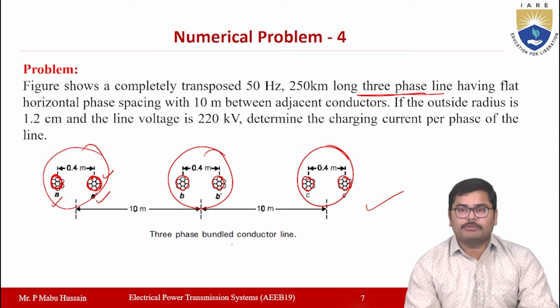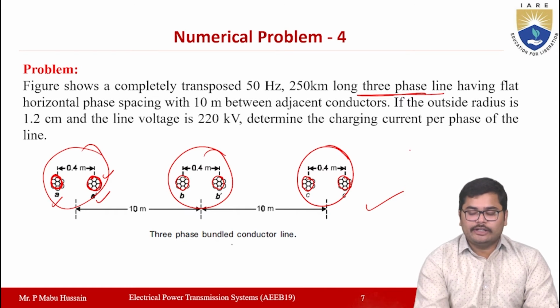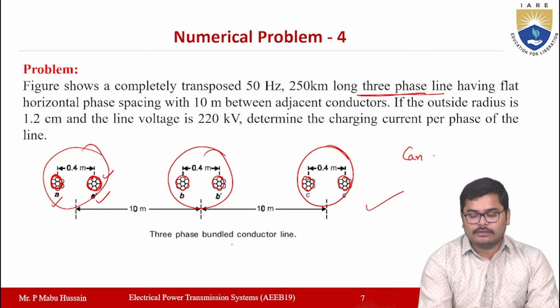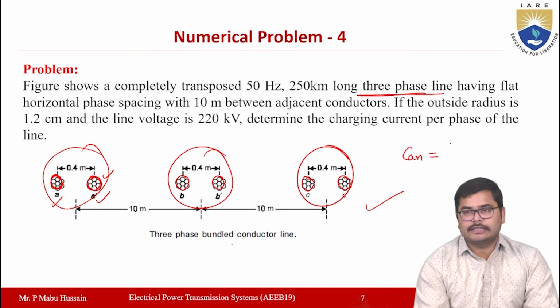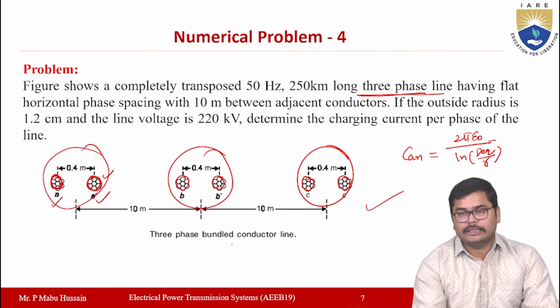Okay, for such types of lines, how can you determine the capacitance? For determining the per phase capacitance, the equation is the same. So CAN is equal to 2 pi epsilon naught by ln D equivalent by DS here, right?